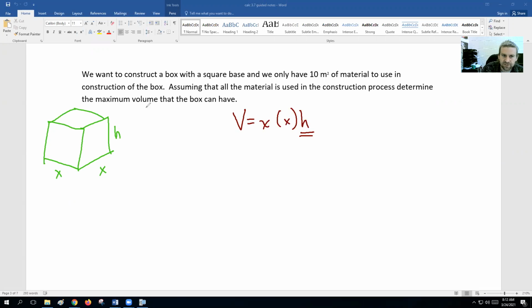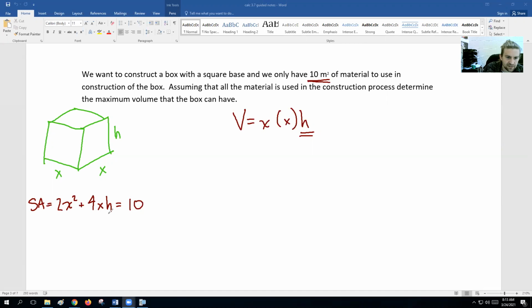All right, we know that the surface area of the whole box has to be 10 square meters. So if we think about the surface area, we have an x times x, which would be x squared. We'd have 2 of those, and then we would have 4 of these x by h's. And that would have to equal 10.